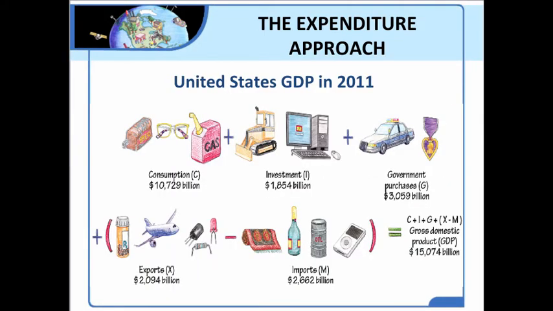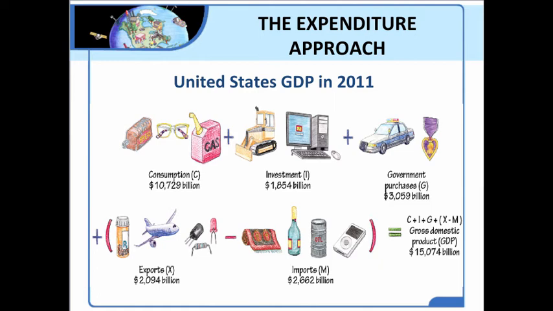Now, this last part of the equation, net exports, or X minus M, as you see in this graph, represents net exports. A country that exports more than it imports, such as China, will have positive net exports. A country that imports more than it exports, such as the United States, has negative net exports. As you can see from this chart, in 2011, U.S. exports totaled $2.94 trillion, while U.S. imports were $2.662 trillion. So U.S. net exports in 2011 were negative $568 billion because we imported more than we exported.